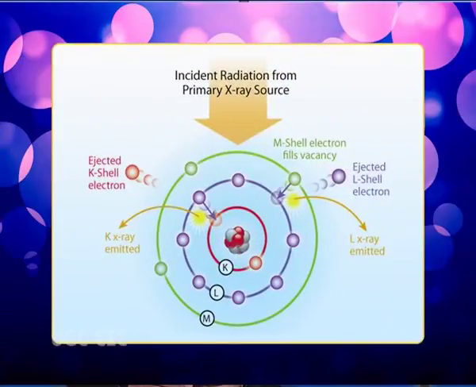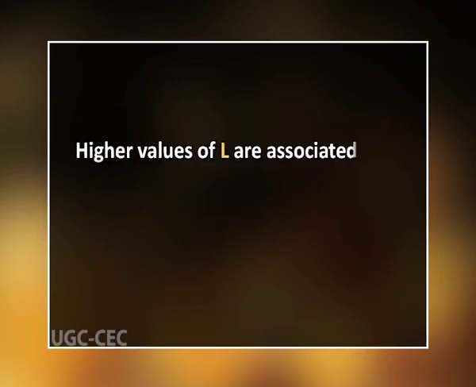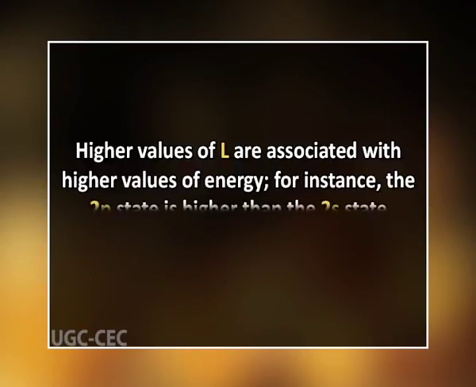In atoms with multiple electrons, the energy of an electron depends not only on the intrinsic properties of its orbital, but also on its interactions with the other electrons. These interactions depend on the detail of its spatial probability distribution, and so the energy levels of orbitals depend not only on n but also on L. Higher values of L are associated with higher values of energy. For instance, the 2p state is higher than the 2s state.